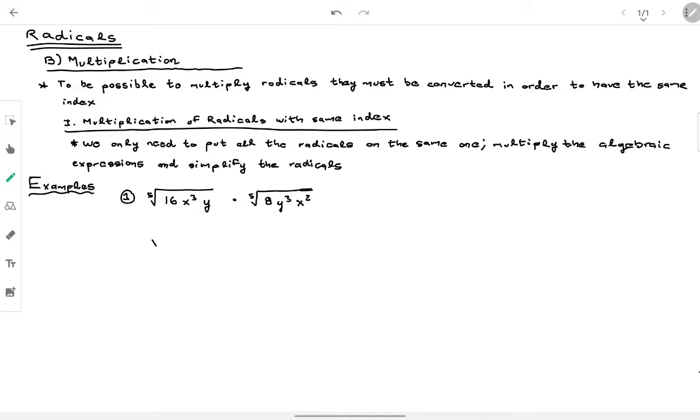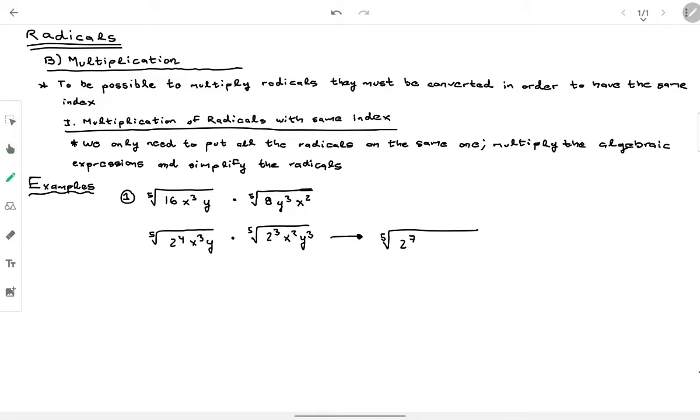So if we decompose it before multiplying, the 16 is going to be 2 to the 4 x cubed y. The 8 is going to be 2 cubed x squared y cubed, if I put it in order. So now we can put it in a single radical, that is going to be a fifth radical. 2 to the 4 that multiplies 2 to the third. Remember, when we multiply, the powers get added. 4 plus 3, it's going to be 2 to the 7.